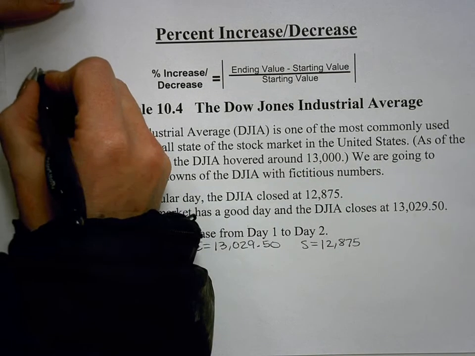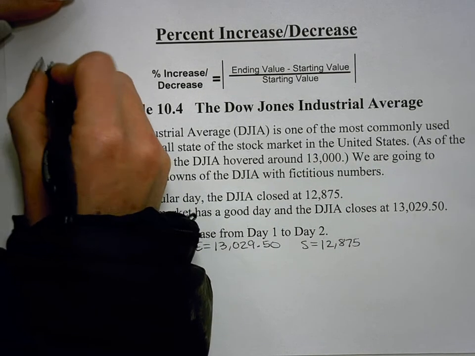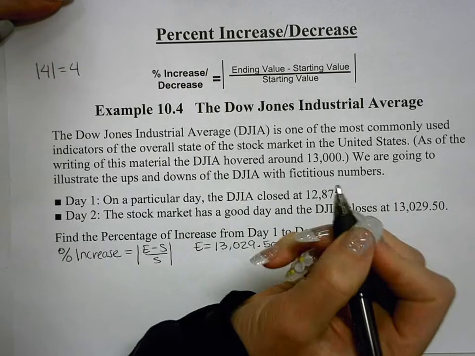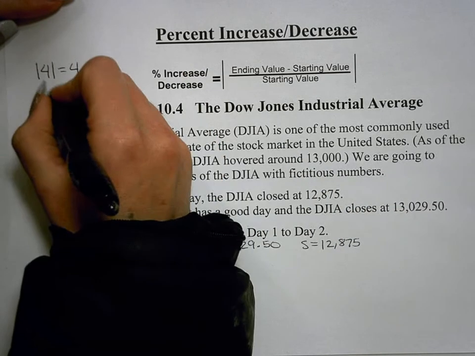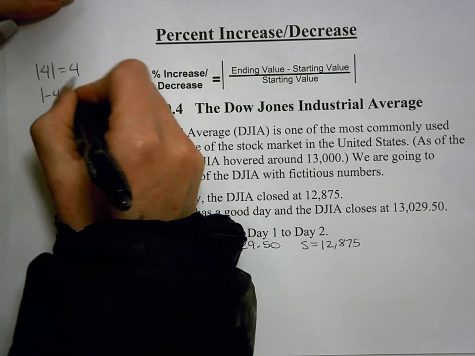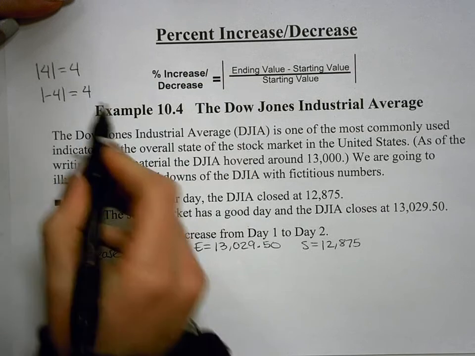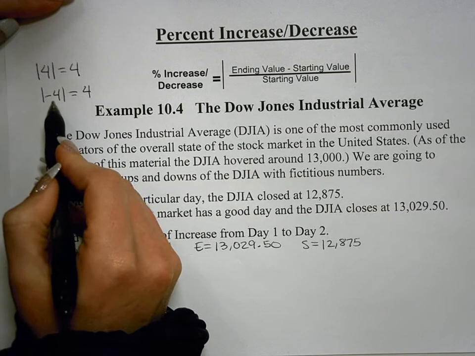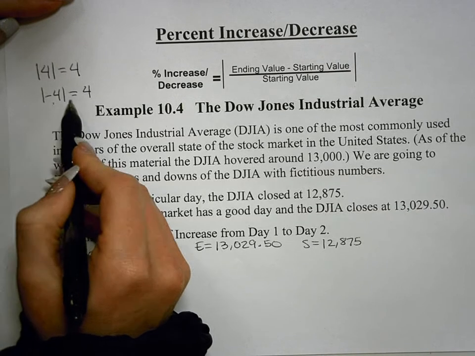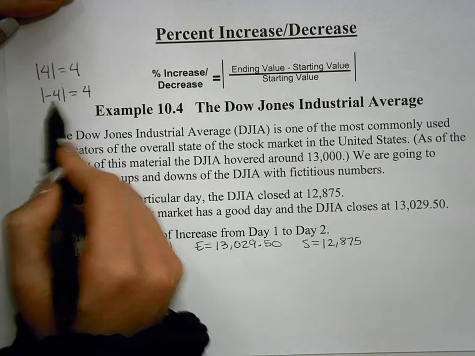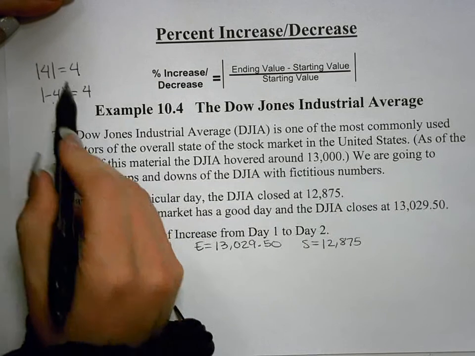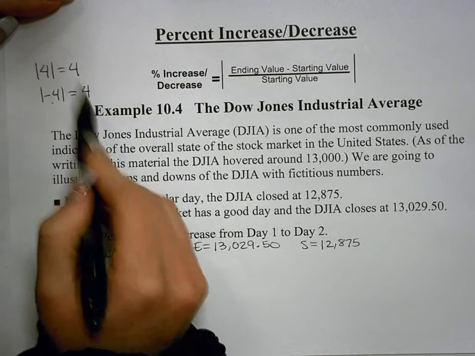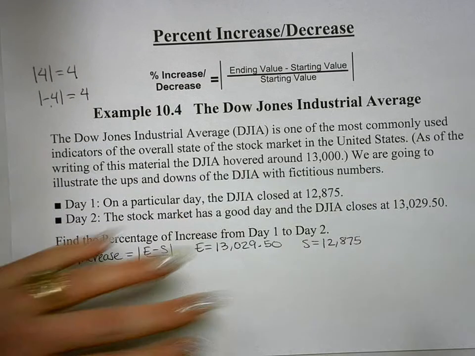So let's say I'm going to take the absolute value of 4. The absolute value of 4 is just simply 4. Or the absolute value of -4 is 4. The absolute value of a positive number is just that same positive number, and the absolute value of a negative number is that same number but positive. So that's really all that absolute value is. It says whatever that number is inside that absolute value sign, just make the number positive. So let's go back here.